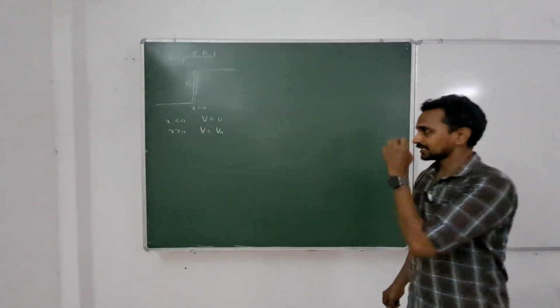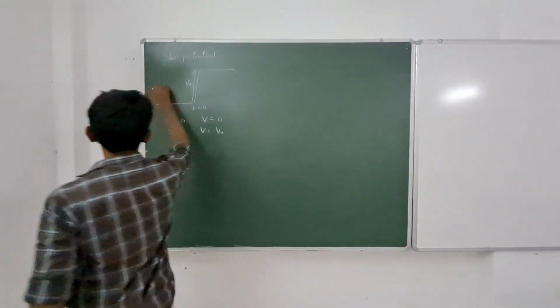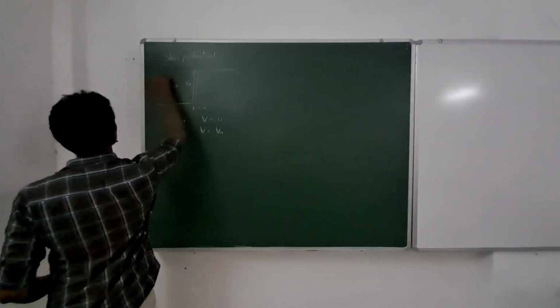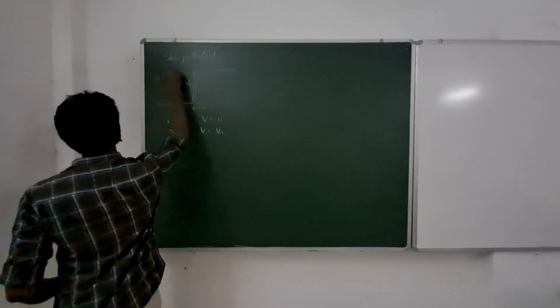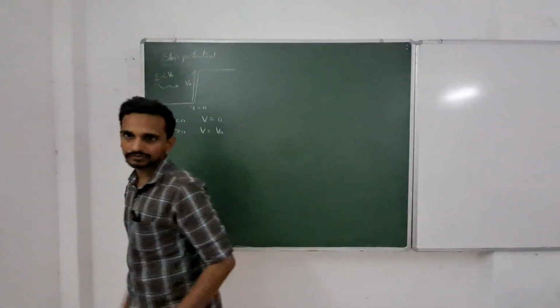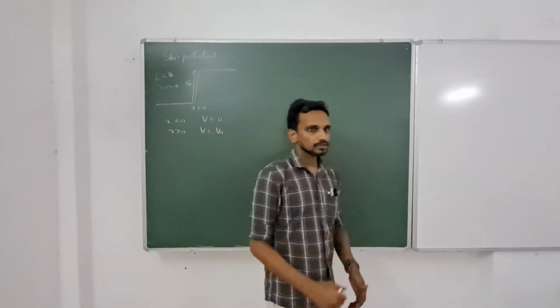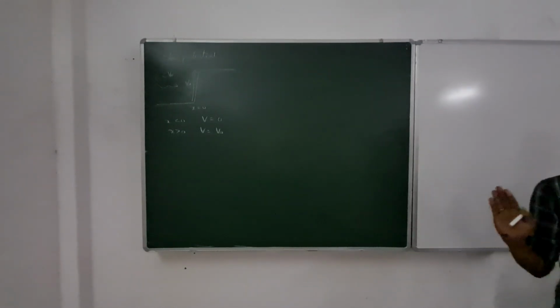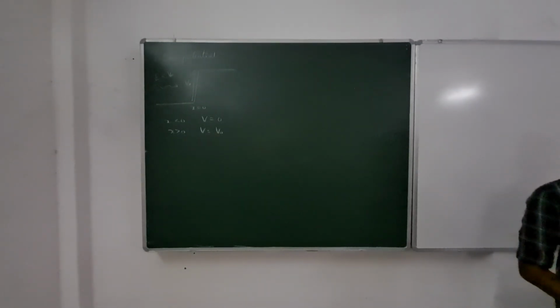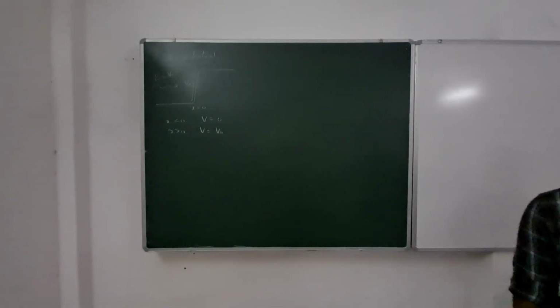Okay, and a particle is incident on this with energy less than V0. Then will it cross the barrier? Will it enter the other region, or will it get reflected back completely or not? That's what we need to study here.